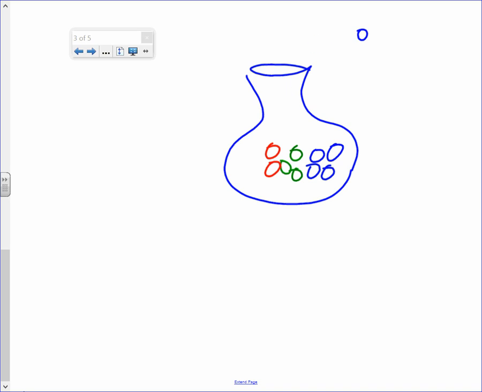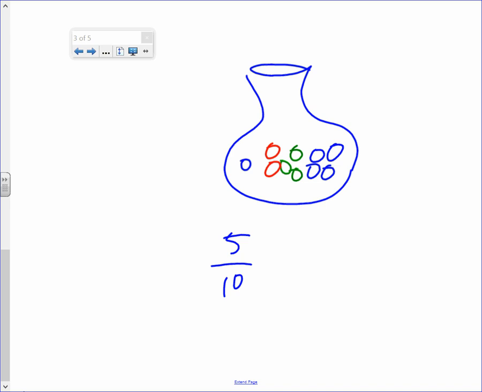If I grab 1 marble and I put the marble back in, what's the probability of me grabbing a blue marble? That would be 5 out of what? 10.